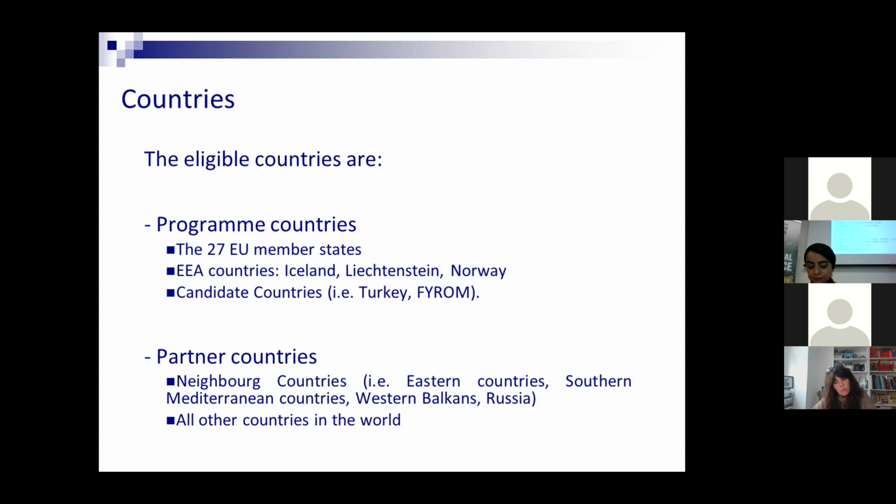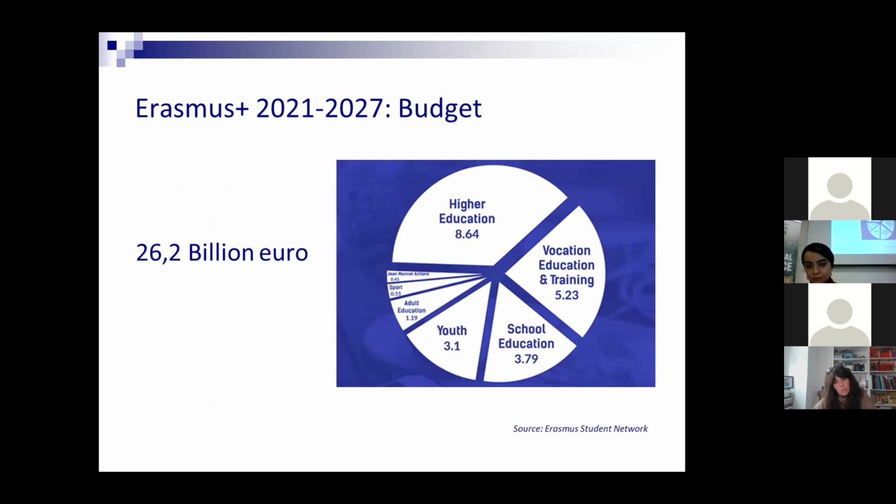There are two types of countries as far as the Erasmus program is concerned. The first group is the so-called program countries and the partner countries that can be involved in the program and can receive funds in the framework of the program. The budget in the period 2021-2027, the budget of Erasmus Plus is 26 billion euro. As you can see, the biggest share of the budget is for the higher education sector.